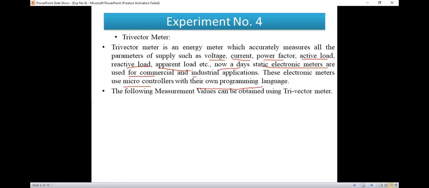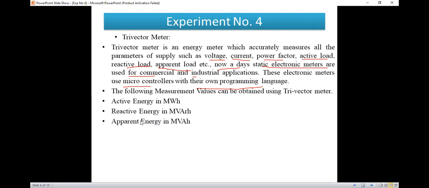Now the following measurement values can be obtained by using a tri-vector meter. In that, first, active energy, in megawatt hour, MWh. So we can measure the active energy in megawatt hour. So the cost is more for that. Now reactive energy, that is MVArh. Okay, so MVAr reactive energy.